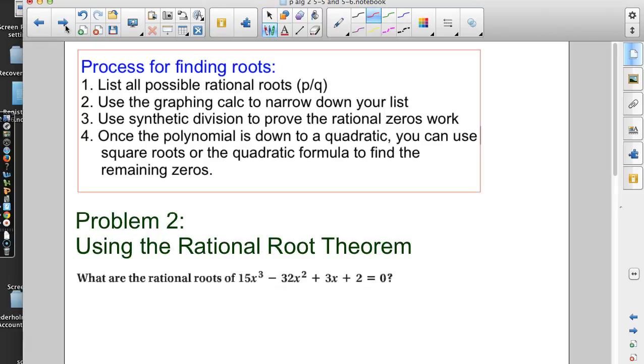So here's our process. We are going to list the possible rational roots. We're going to list them, but we're not going to do synthetic with every single one of them. Sometimes there's just too many. What we'll do is use a graphing calculator to narrow down the search. And then we'll use synthetic division, because if we get a remainder of 0, we know it works. We know it's a root. It's an answer. And then once we have it down far enough to where we can factor it, then we're going to factor it, because we want to use the algebra.